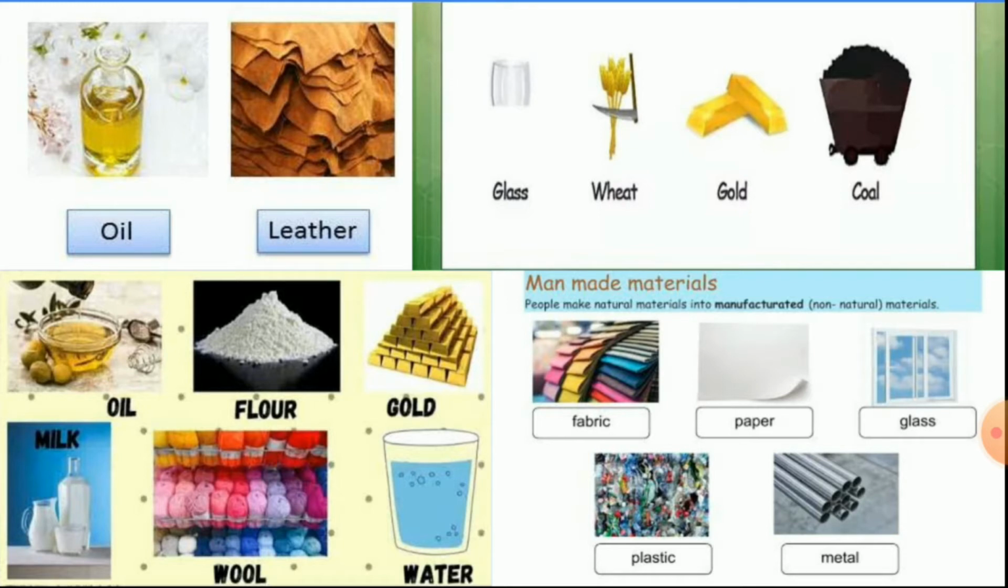And other materials like paper, glass, plastic, metal, fabric, they all are man-made materials. Means the raw material for them is available in nature, but we process them and we convert them according to our convenience. So that is man-made materials. So they are also material nouns. Let us see what do we have next.